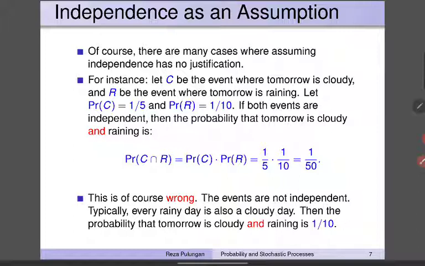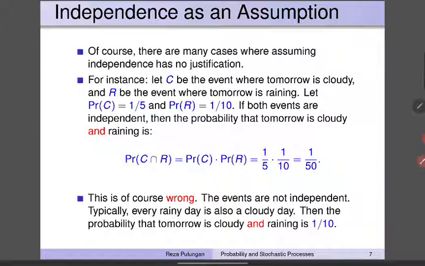If both events are assumed independent, then the probability that tomorrow is cloudy and raining is equal to the probability of C intersection R, which equals the product of their probabilities, 1/5 multiplied by 1/10, equal to 1/50. This is of course wrong because the events are not actually independent. Typically, every rainy day is also a cloudy day.